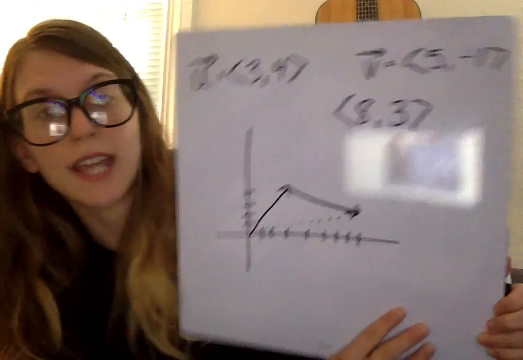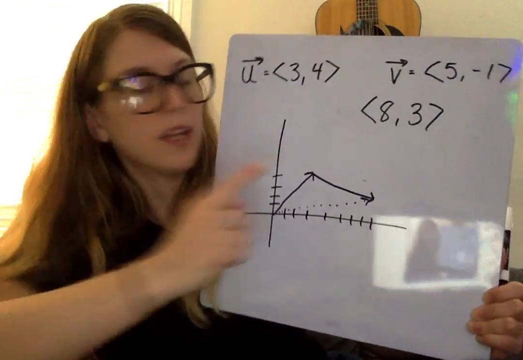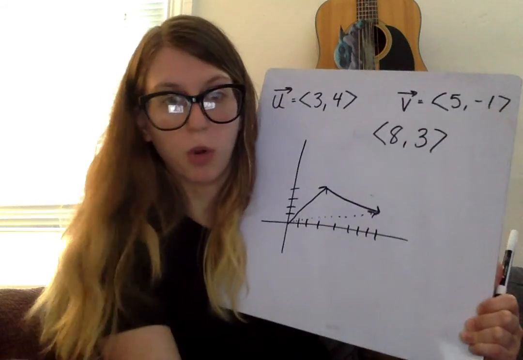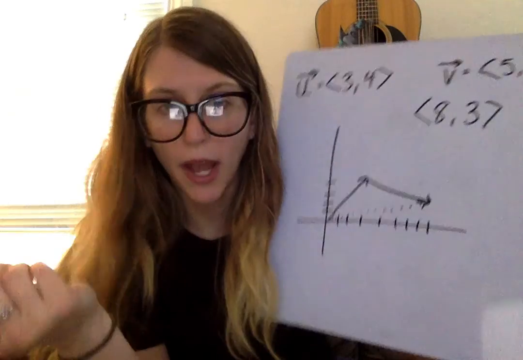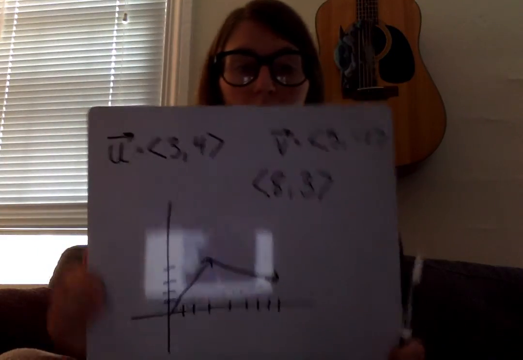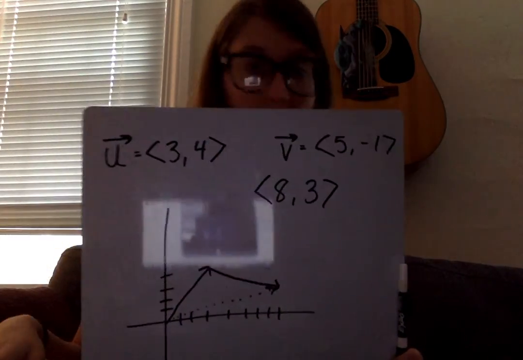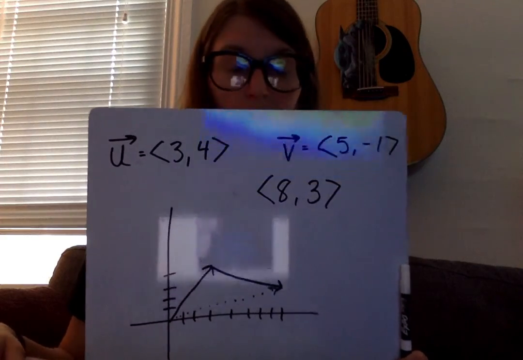This would be so much easier if I had you guys in class, but according to our picture, it's 8, 3. And if we look at our coordinates, it's going to make complete sense, right? Because 3 plus 5 is 8, and 4 plus negative 1 is 3, and that's it. So when you add vectors, all you're doing is adding your x's, adding your y's, done. That's the only thing you're doing.